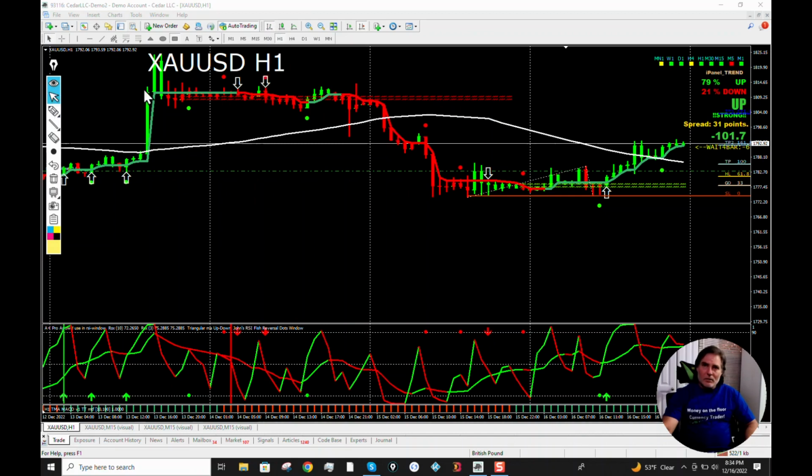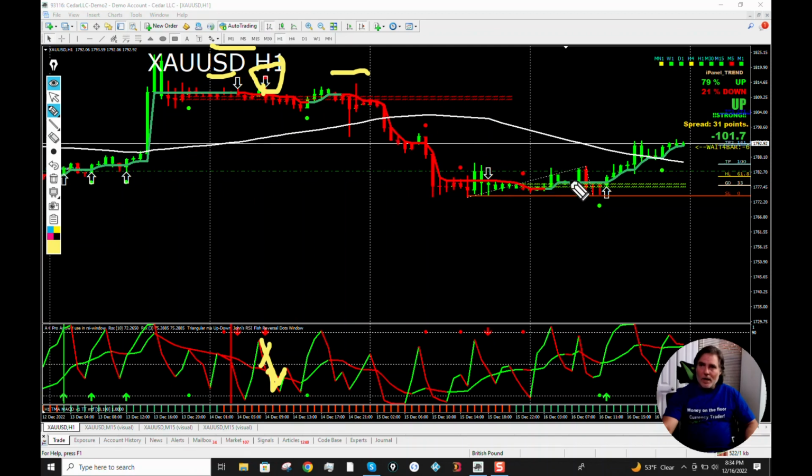We got the arrow. Get my pen. So we got the arrow. Red candle. We are red cross going down. It's good. So you're going to get in here. Your stop's going to be above here, probably above this wick here, or you can put it above that wick. Doesn't matter. Either one. Whatever you feel comfortable with.